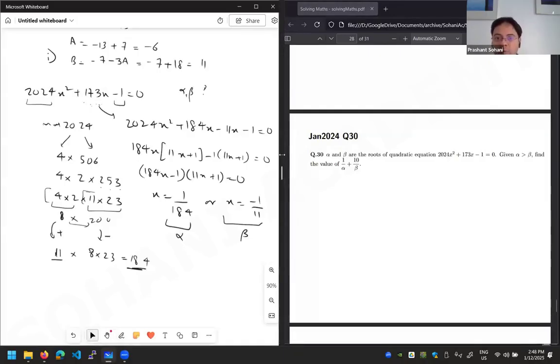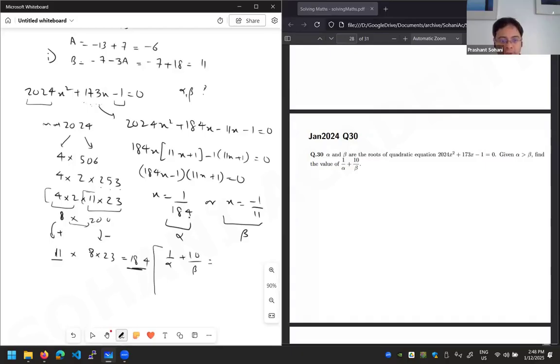Okay, and therefore what is the answer we want to find? We are supposed to find 1 upon alpha plus 10 upon beta. That is just 184 minus 10 times 11, right? So the answer is 74. Okay, yes.